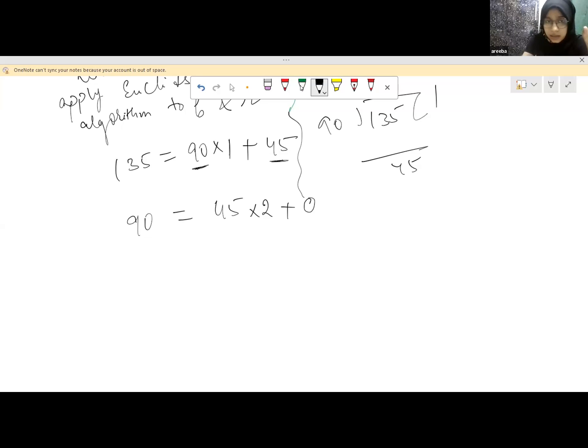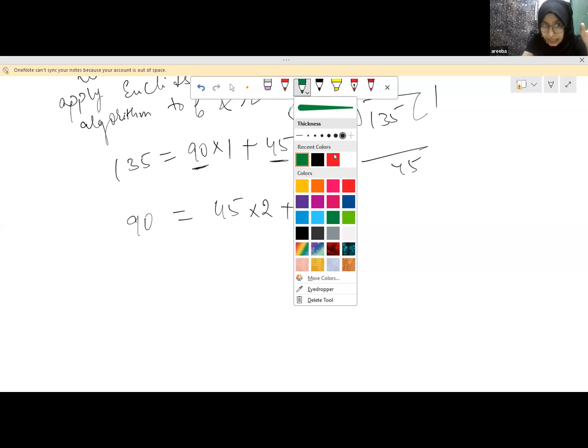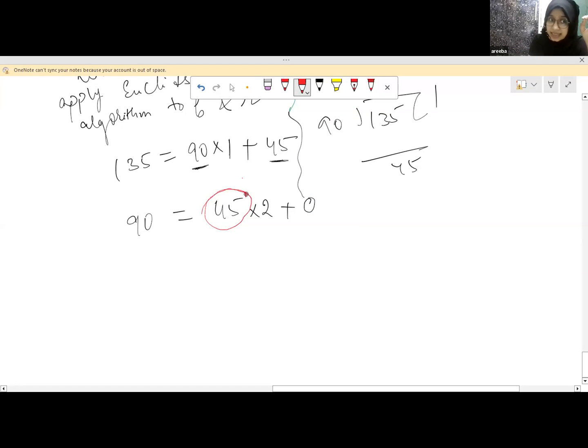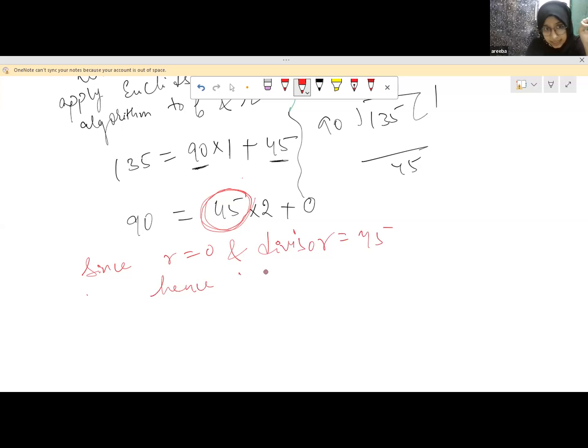So this is the last step in which we have to identify the last divisor. The last divisor is the HCF. Since R is 0 and the divisor is 45, hence the HCF is coming out to be 45. Remember, in the long division process of finding HCF, the last divisor in that case also was the HCF. Remember that method?